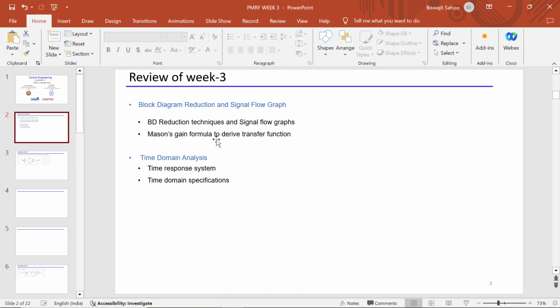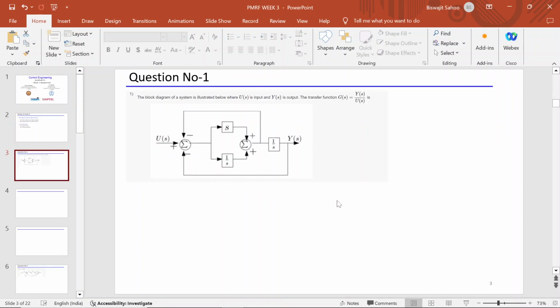I think all of you have gone through the week 3 lectures and have some idea about block diagram reduction, signal flow graph, and how to use Mason's gain formula. If you have some idea, then I can start the problems directly. Let me clarify: have you gone through the lectures? I'm just asking a question, kindly reply. Yes, sir. Okay, fine. That's good.